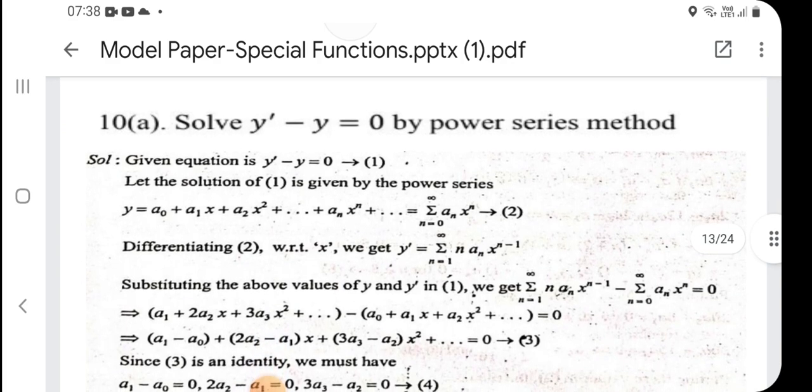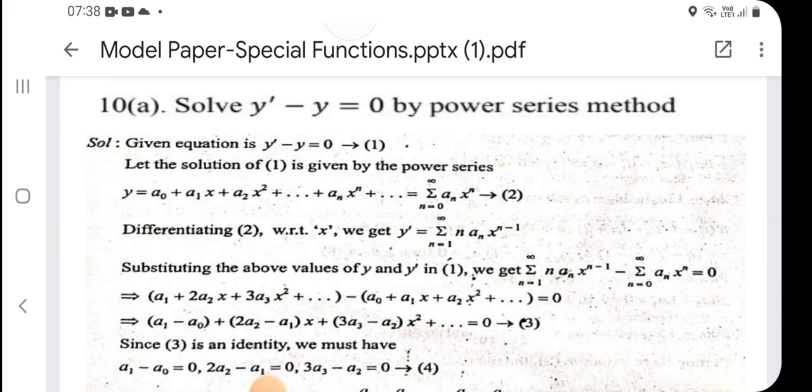Now 10a. Solve y dash minus y equal to 0 by power series method. So here the given equation is y dash minus y equal to 0. Let the solution of the power series be given by y equal to a0 plus a1 x plus a2 x square plus and so on, plus an x power n. So that can be written as summation an x power n, n running from 0 to infinity.